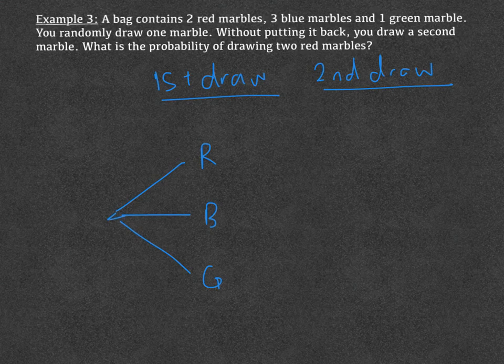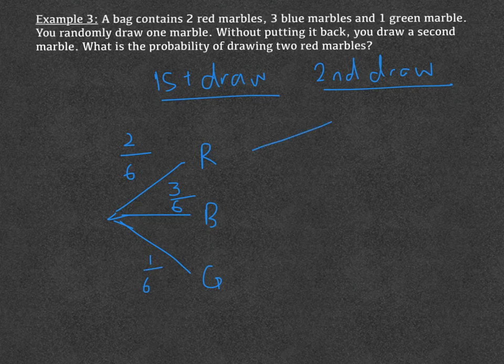Now the first draw, there are 2 red marbles, so 2, and the total number of marbles in the bag is 6, so 2 out of 6. For blue, we have 3 out of 6. And for green, we have 1 out of 6. Now, let's look at the second draw.